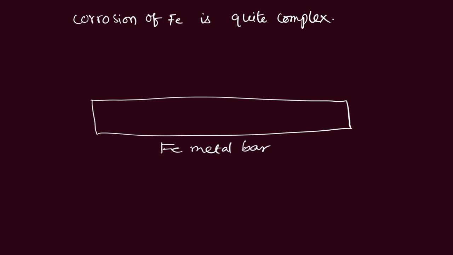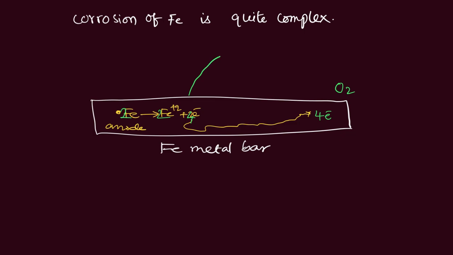Now, on this metal bar, at any one place, for example this position, the metal undergoes oxidation. Where the oxidation takes place is called the anode. Now 2 electrons: so this spot is called the anode region. Now these electrons will travel anywhere in the metal bar and go somewhere else. For example, 4 electrons are required for the next reaction. That's why it is multiplied by 2, so 2 into 2 is 4. These 4 electrons, and here oxygen from the atmosphere, and here a water droplet.